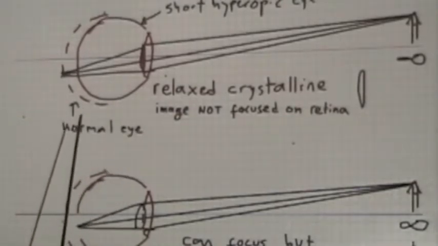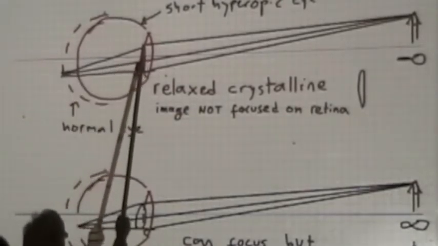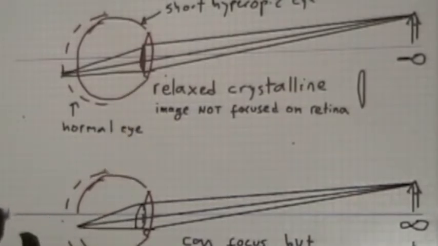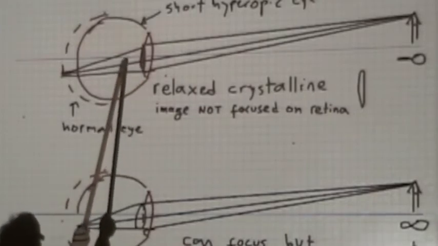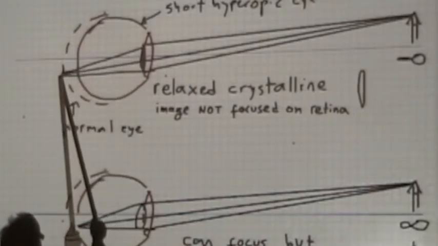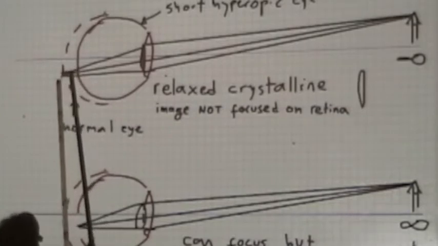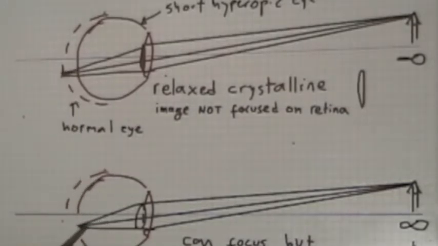But that's not the end of the story, because if the person can accommodate, if the person can squeeze that crystalline lens, shortening the focal length of it, then this point is going to move forward, and it's going to intersect the retina, and you will be able to see the object clearly. So an object placed at infinity for a hyperopic eye can be seen clearly. You can focus on that.